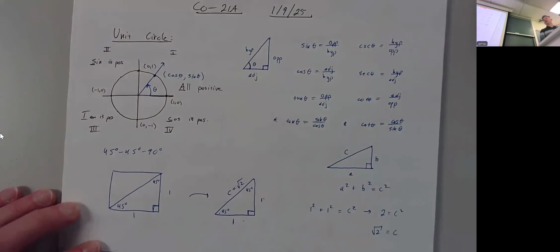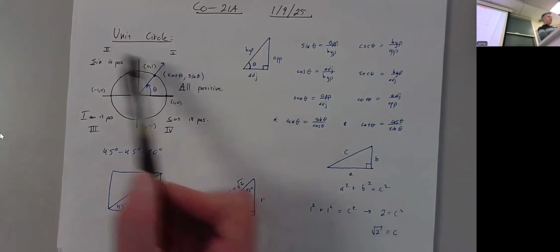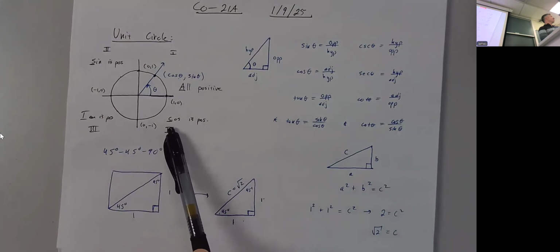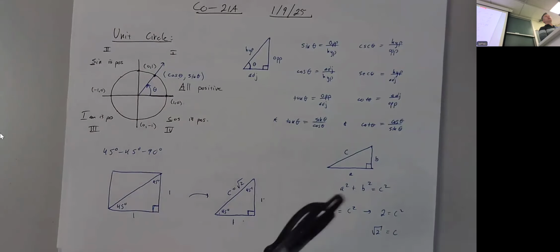There's a mnemonic device people often utilize. It's all students take calculus, to remember in which quadrant which trig functions are positive. You will notice I'm not mentioning the reciprocal functions. I didn't say anything about secant, cosecant, or cotangent.